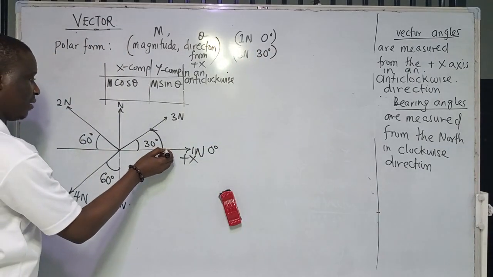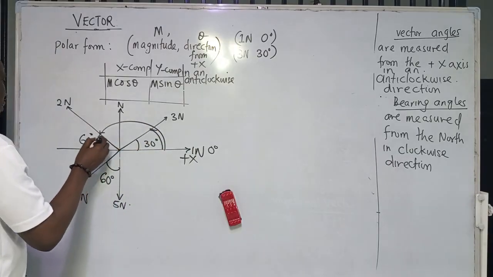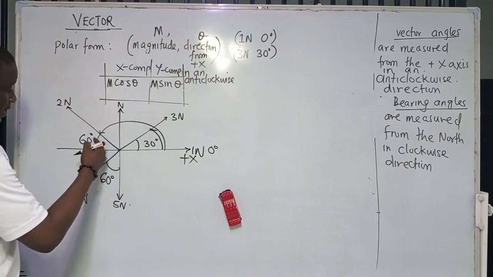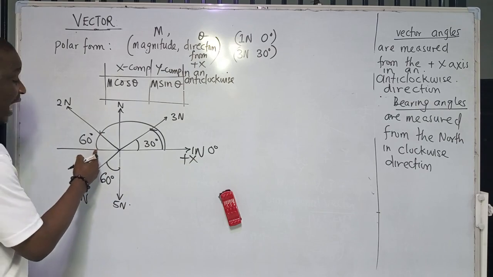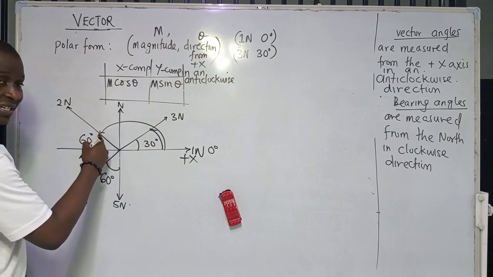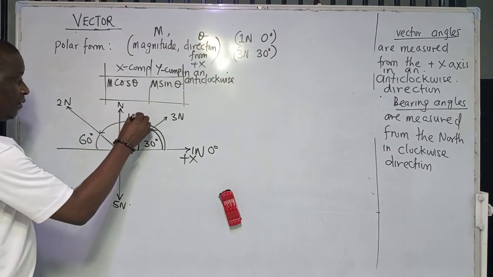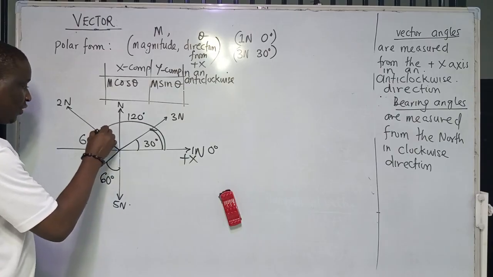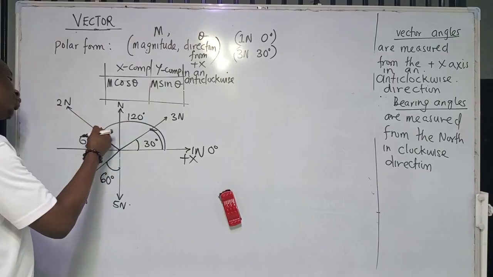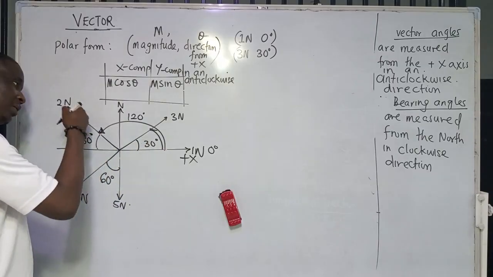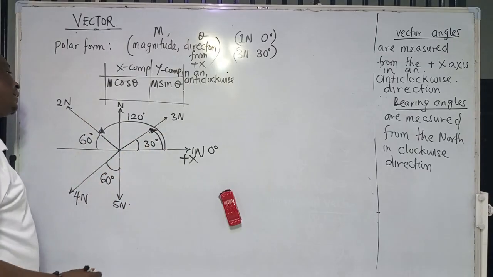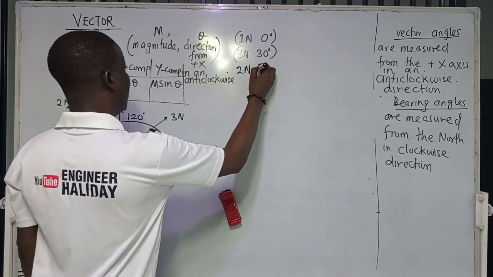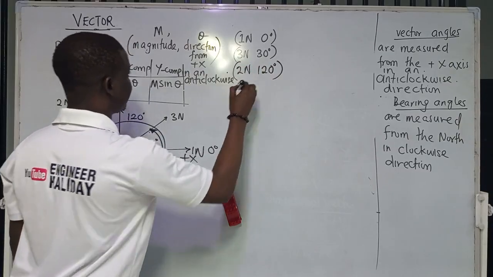Then I move over. Now this angle should be 120 degree, because from this point to this point is 180 on a straight line. From here to this place is 120. So if you remove 60 from 180, you have 120 to this point. You must ensure the angles are drawn to touch the force itself applied. So that is 2 Newton, 120 degree.